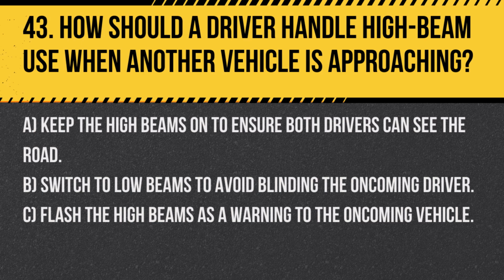Question 43. How should a driver handle high beam use when another vehicle is approaching? A. Keep the high beams on to ensure both drivers can see the road. B. Switch to low beams to avoid blinding the oncoming driver. C. Flash the high beams as a warning to the oncoming vehicle.